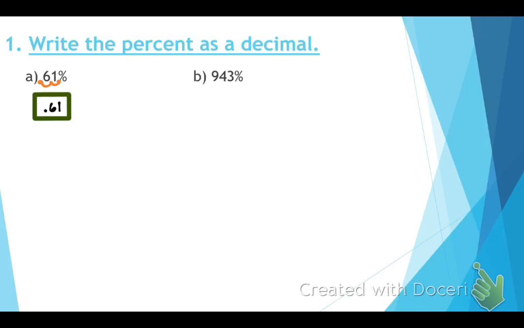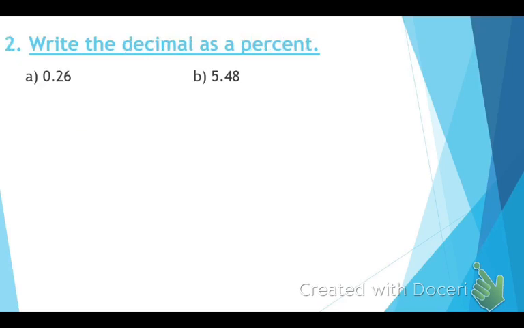Einar, looking at the next one, where is the imaginary decimal at? Okay, so it's at the end of the number, right? What do I need to do to turn that into a decimal? And what's the answer? Okay, we're getting rid of that percent, though, so our decimal now is just going to be 9.43.